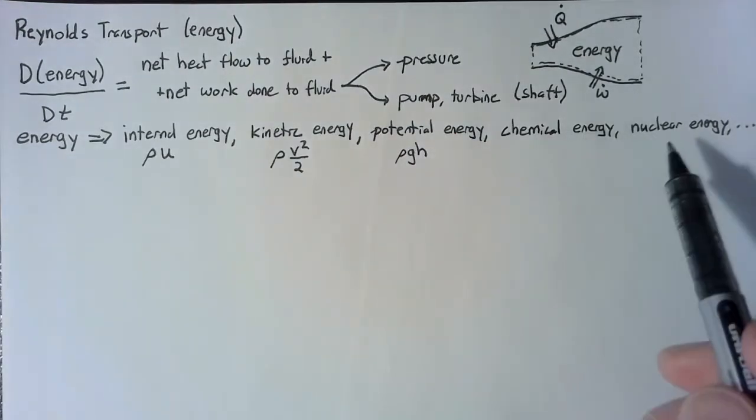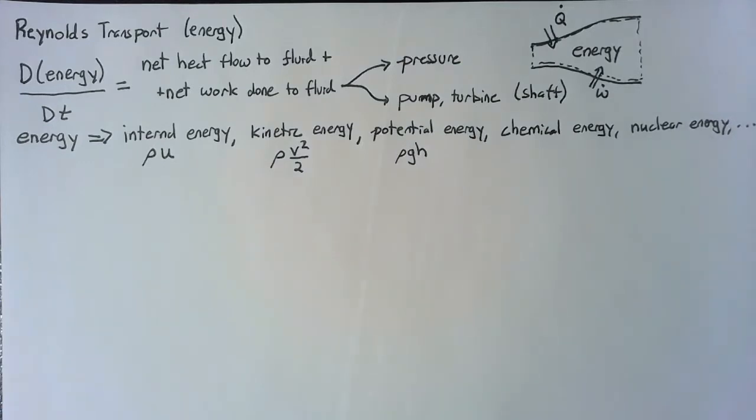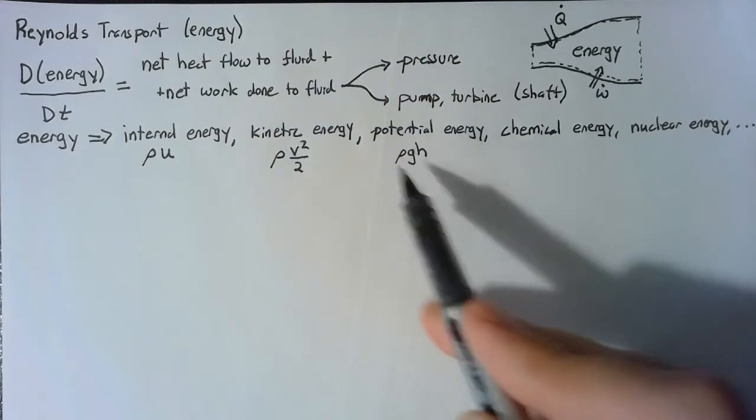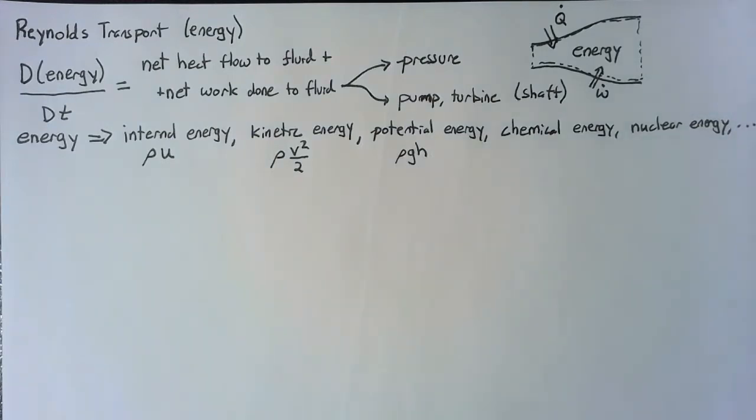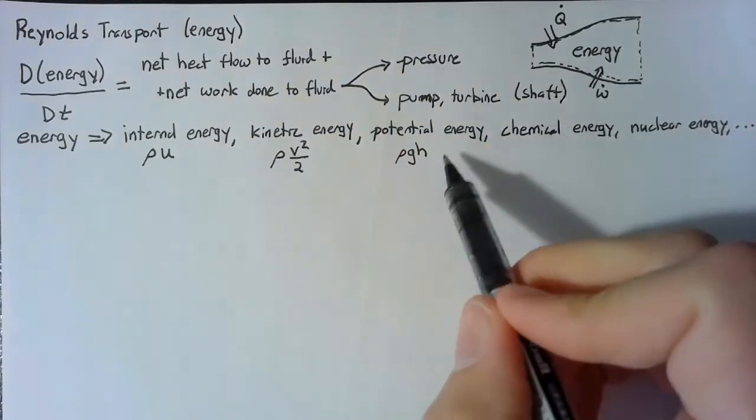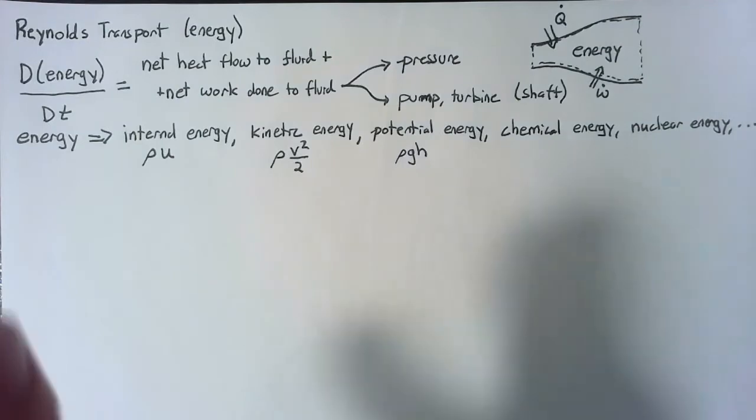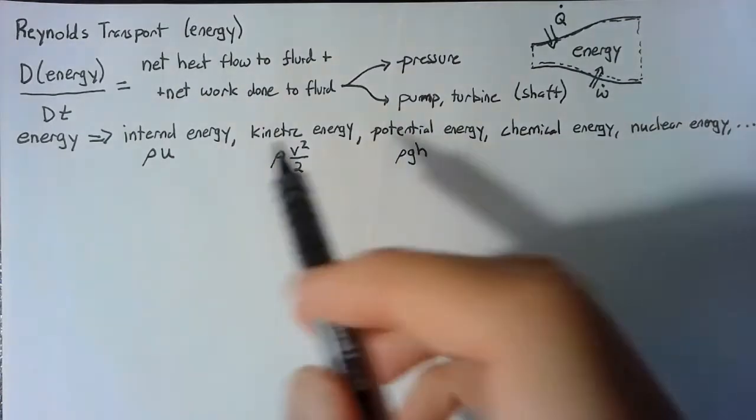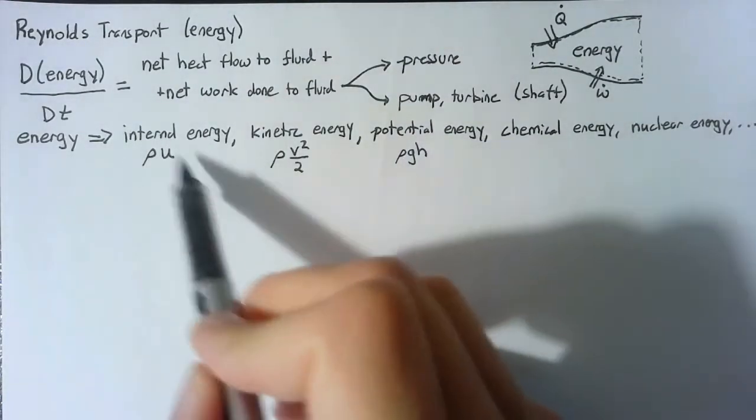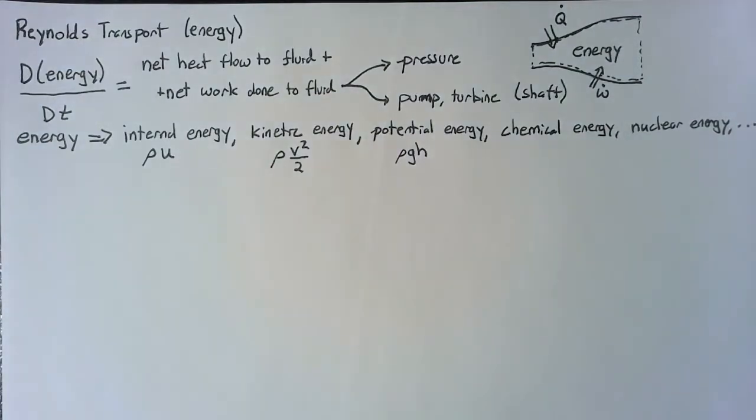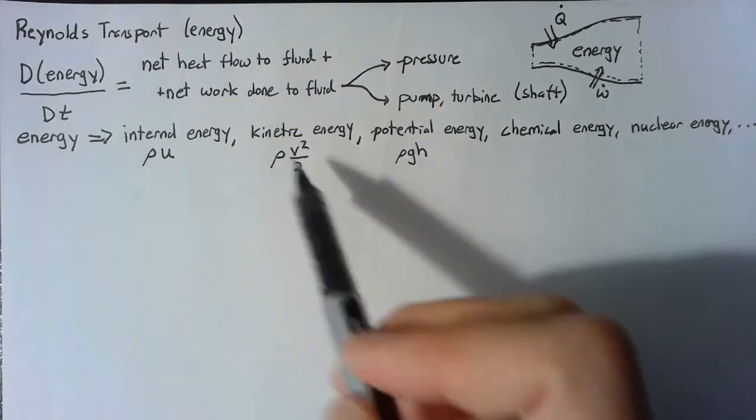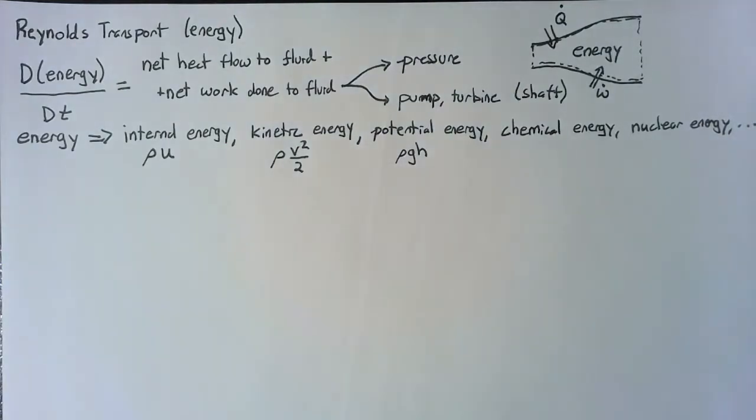We're not going to include these just because we're not going to see any problems with them in this video series. Potential energy is useful whenever we're talking about water, but if we're talking about air, usually we neglect this. Internal energy and kinetic energy are almost always useful. Likewise, if we're talking about water, we usually neglect the internal energy because the temperature of the water is very rarely changing significantly. In both cases, though, we're going to be using kinetic energy.